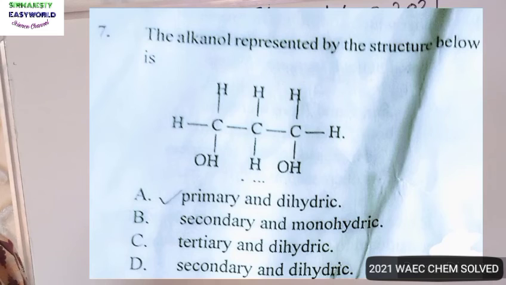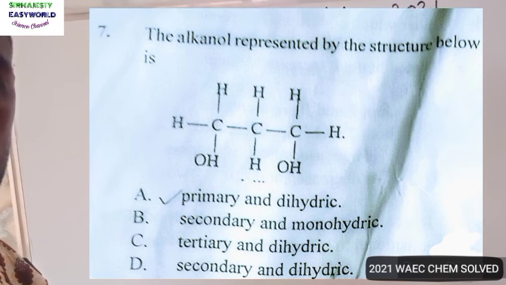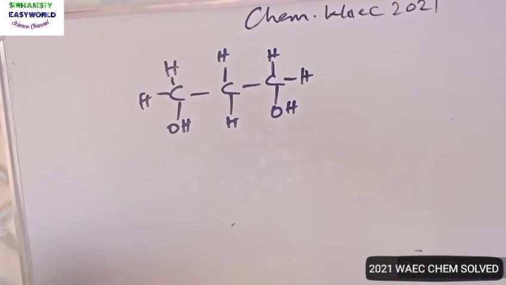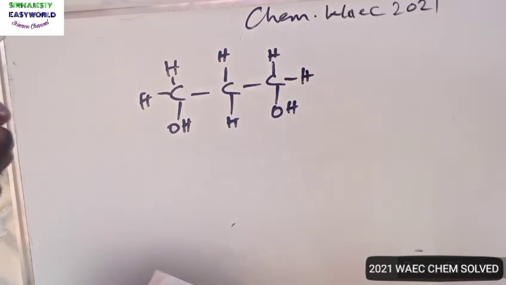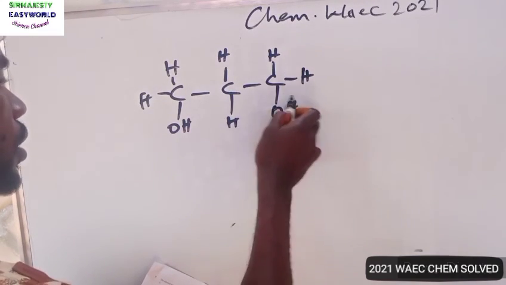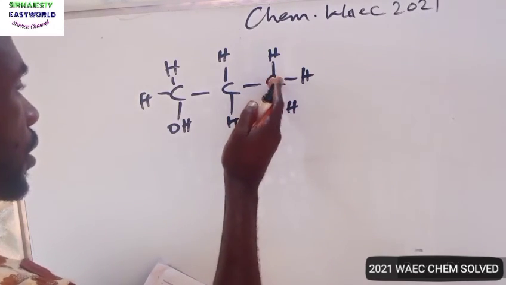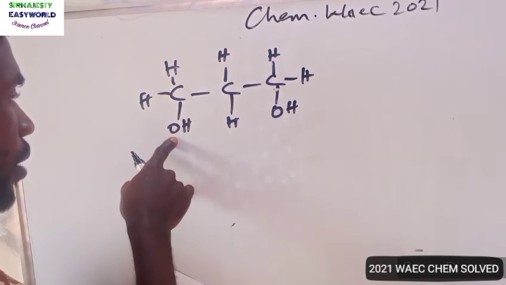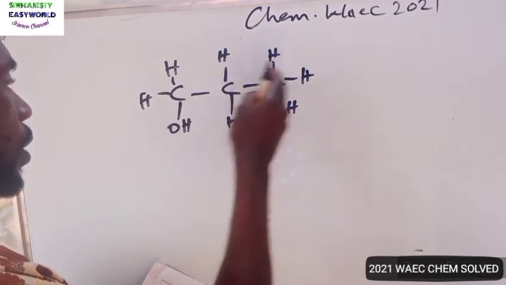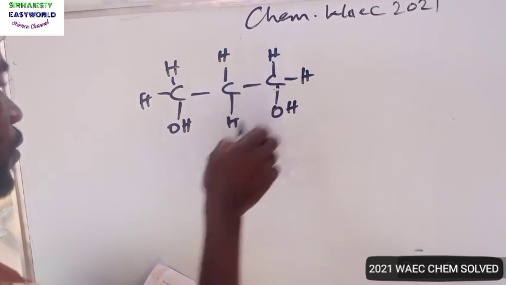Then question number 7 says the alkanol represented by the structure below is, you see the structure there. So this structure, that's question 7, they are asking us what the alkanol represented is. Primary and dihydric, secondary and monohydric, tertiary and dihydric, secondary and dihydric. From the illustration, when the OH occurs at the extreme, at the end of the chain, this is the OH, this is OH, which makes it primary. With regard to this OH here, this alkanol is primary, then this OH here is primary because this carbon bearing OH is having only one alkyl. The same carbon here bearing OH is having only one alkyl.